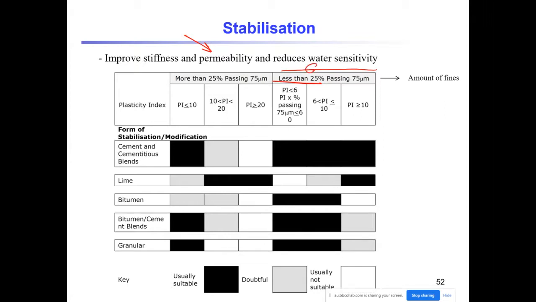So this is for the coarse grain material. And let's assume that the plasticity index is larger than 10. Then which material do we prefer to use? It's cement for stabilization, also lime. So the black one shows that these two materials are suitable. So again, you can see that it depends on the type of the soil that we are dealing with, whether we are dealing with a fine soil or coarse soil, and what is the plasticity index of that soil.